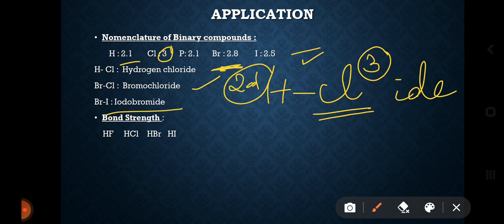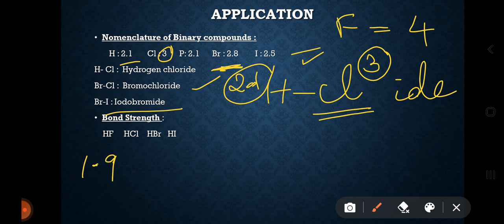Now let us move on to bond strength. In bond strength, you must know the electronegativity difference between the two atoms. Here you have hydrogen and fluorine. Hydrogen, as I have said, is 2.1. Fluorine, which I have not mentioned here, has an electronegativity value of 4. So 4 minus 2.1 is 1.7 for hydrogen fluoride.